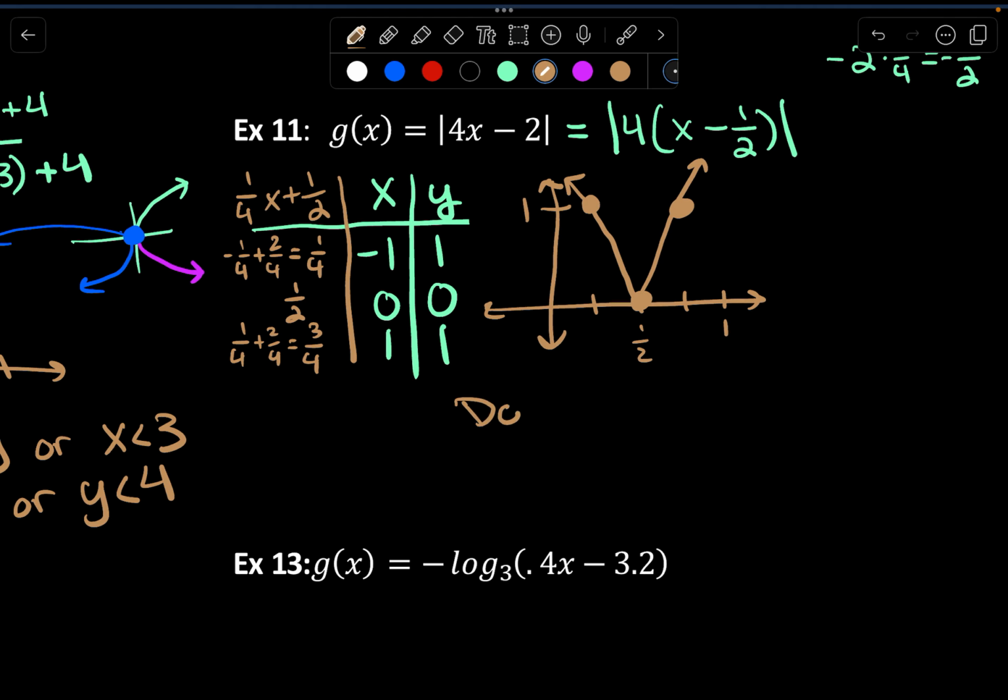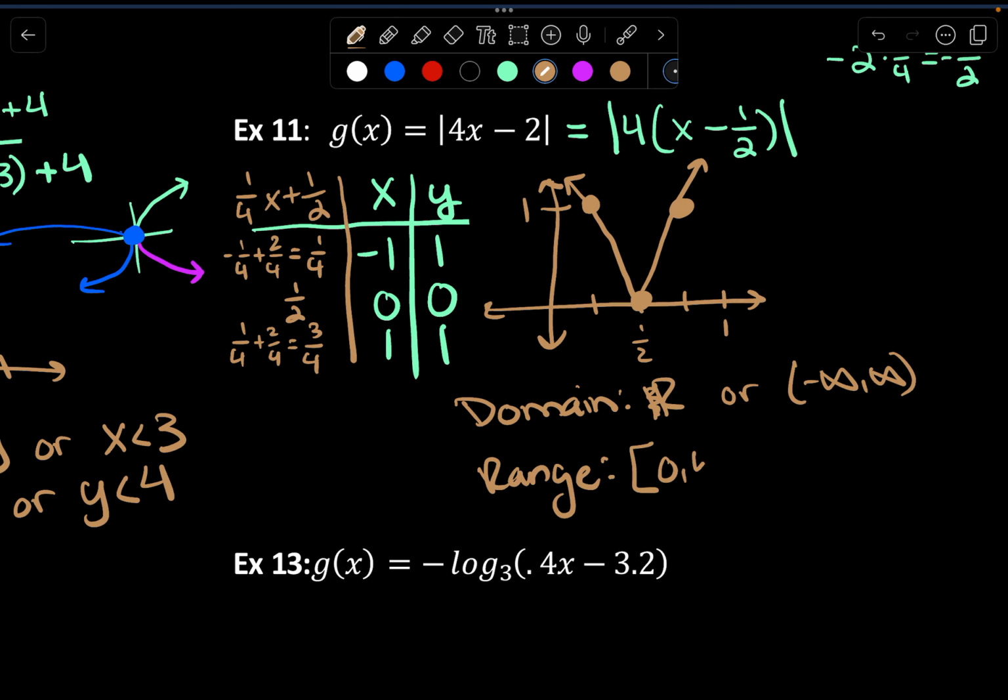All right, domain, it's an absolute value, so it's going to be all reals. Or you might see -infinity to +infinity. And then the range is going to be from 0 to infinity. Or you can say y is greater than or equal to 0.